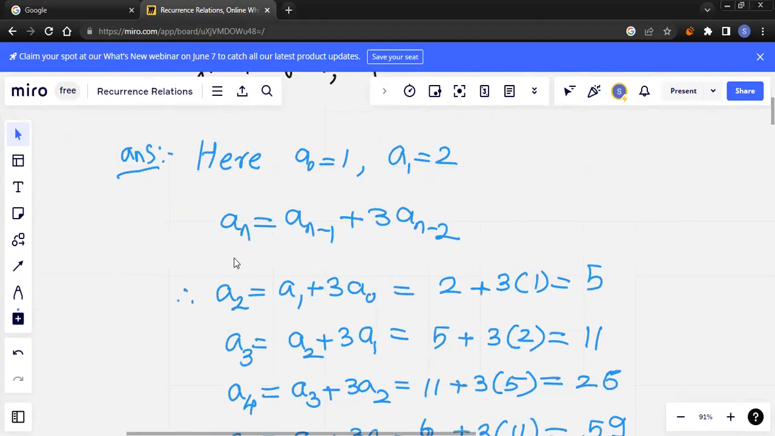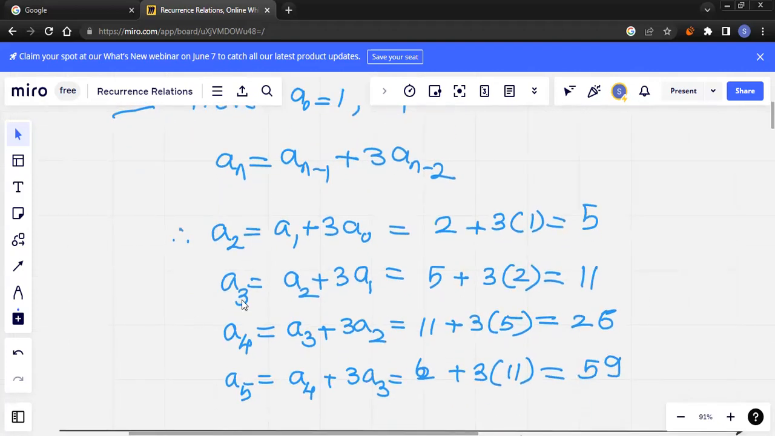If you put n equal to 2, a_2 equal to a_1 plus thrice a_0. You put the values of a_1 and a_0, so it will be 2 plus thrice 1, giving 5. Then go to a_3. You put n equal to 3, it becomes a_3 is equal to a_2 plus thrice a_1, which is 5 plus thrice 2, giving 11.